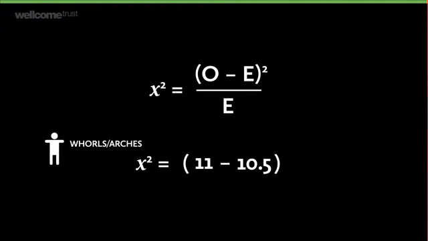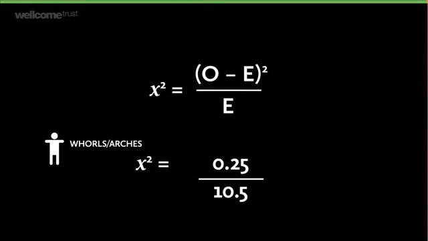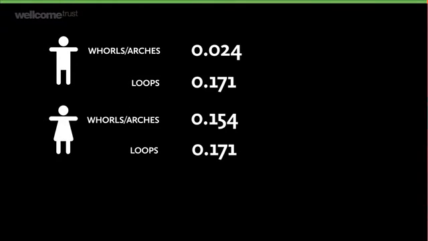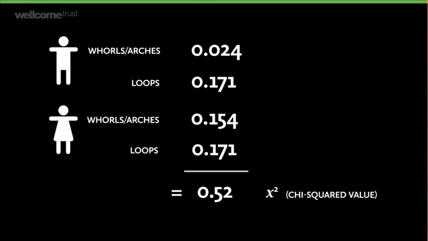For men with whorls and arches, the difference is 0.5. We square it to get 0.25, then divide by 10.5 to get 0.024. Once we've done that for all the cells, we add it all up to get our statistic, which is 0.52. We're not quite done though. We still need to see how the statistics stack up, and for that we'll need a lookup table.